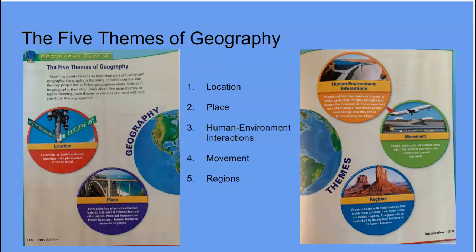Now we're looking at the green circle with the airplane, and we're talking about movement. People, goods, and ideas move every day. They move in your state, our country, and around the world. And in each region, we're going to be discussing that theme. And last but not least, we're talking about the regions. Areas of Earth with main features that make them different from other areas are called regions. A region can be described by its physical features or its human features.